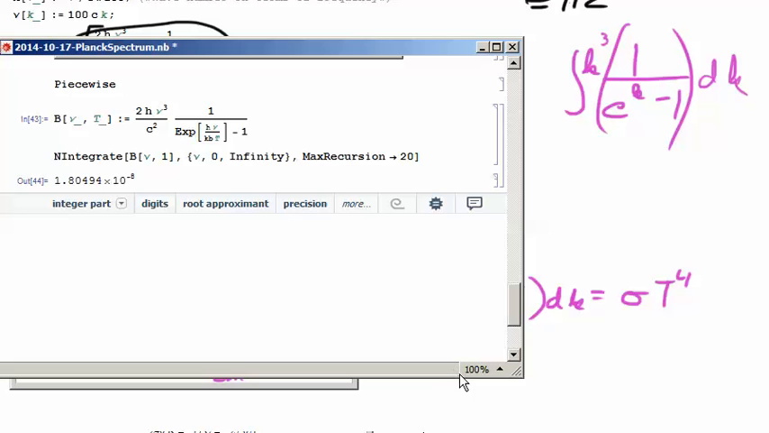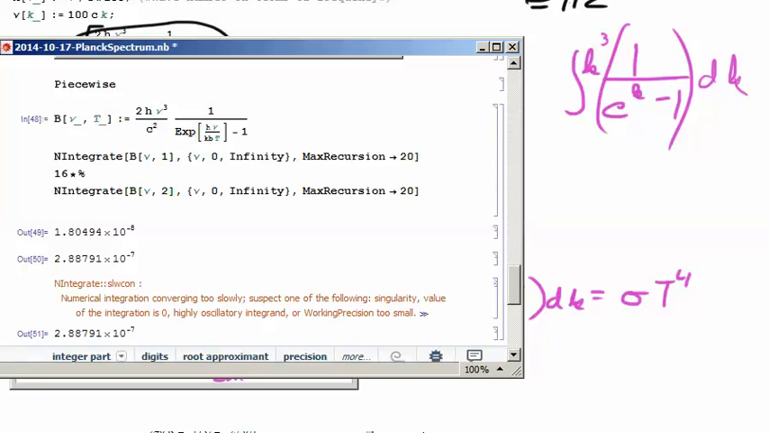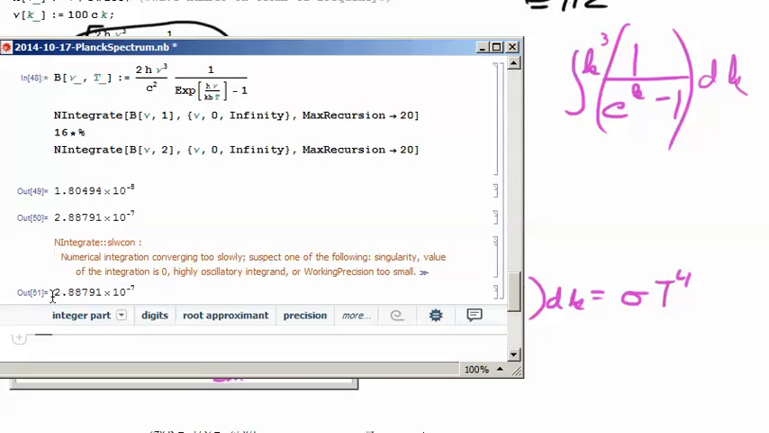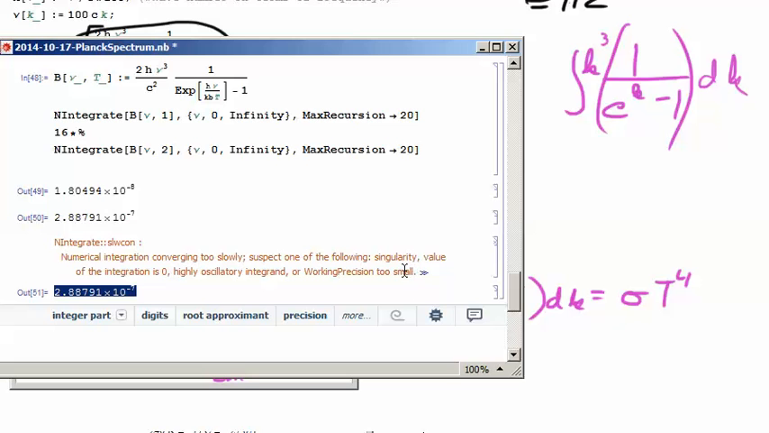Let's see if that temperature to the 4th holds. I'm going to plug a temperature of 2 Kelvin into the formula and see if we get 16 times our previous answer. And it does appear that yes, 16 times 1.8 times 10 to the negative 8th is 2.88 times 10 to the negative 7th. This is 2.88 times 10 to the negative 7th.